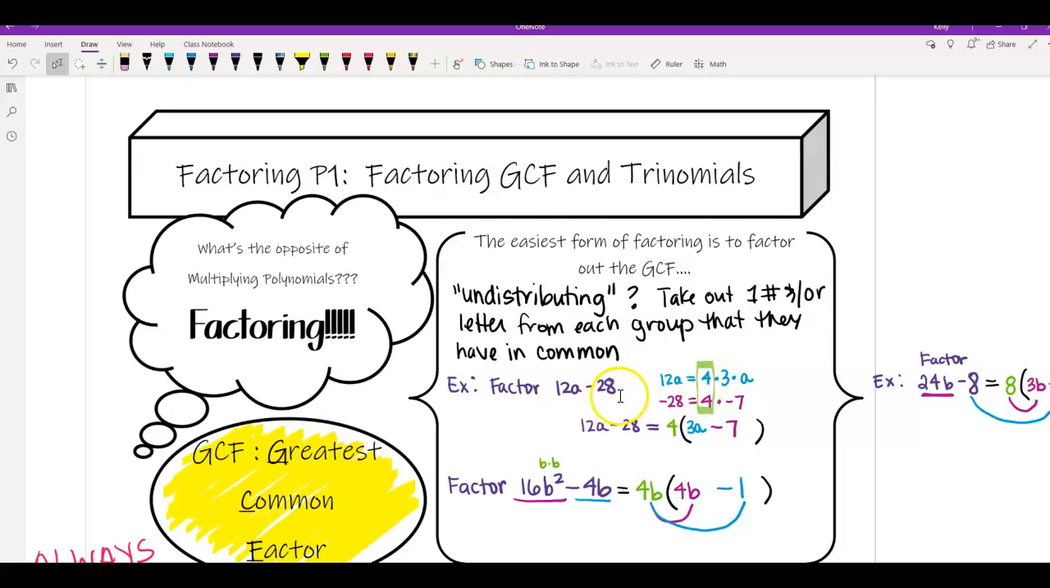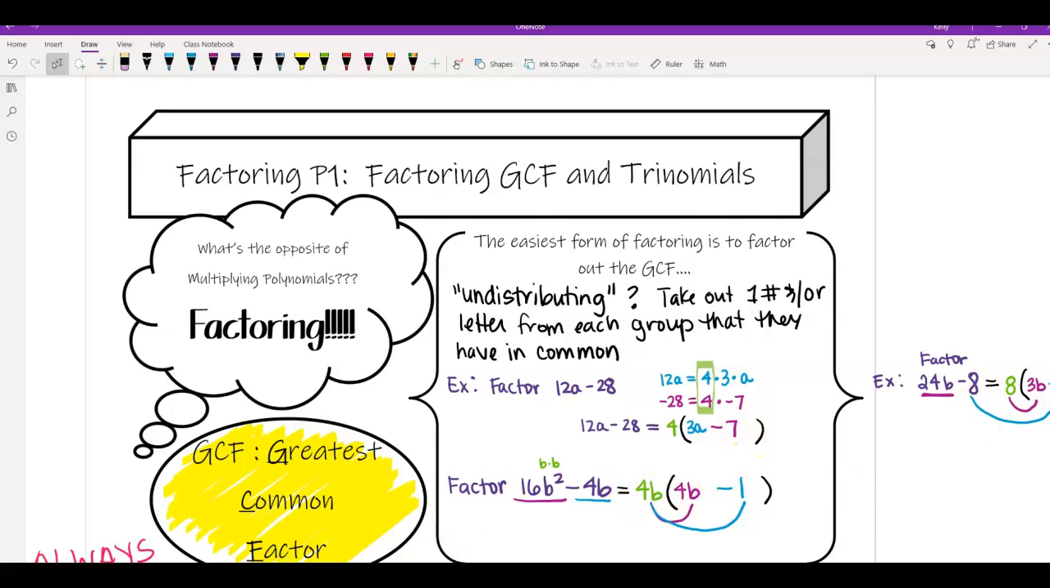Notice the first group has an A, the second group does not, so A is not part of your greatest common factor. So that makes 4 your greatest common factor. That goes in the front. And then inside the parentheses, you're basically writing what you would need to get back to the original problem. So if I started with 4, 4 times what makes 12a, so that makes 3a, and then 4 times what makes negative 28, that makes negative 7. So that's greatest common factor.